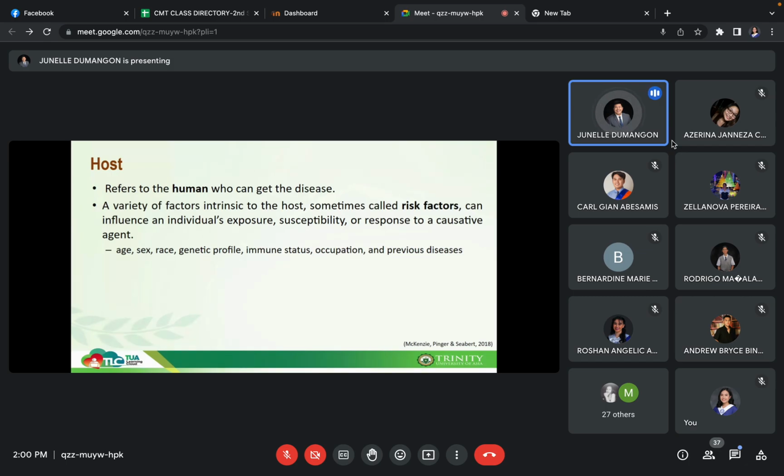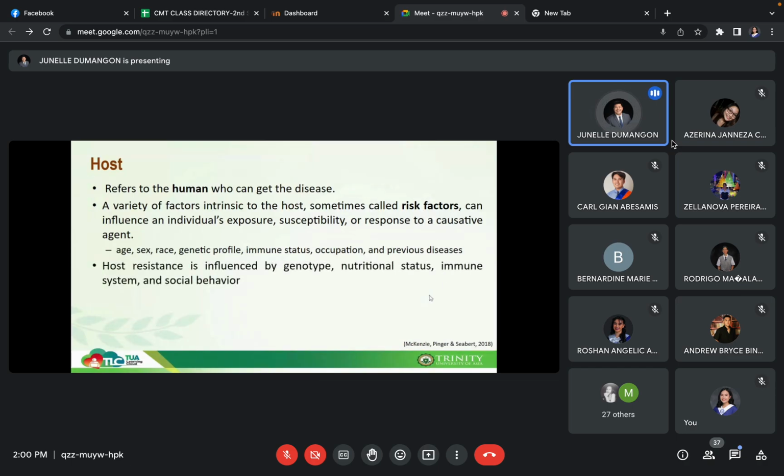Anong mga sakit yung more common na ma-achieve, makuha ng doctors? Of course, infectious diseases like COVID-19, diba? Because we are always in the hospitals. Or let's say, electrocution. Do you think doctors can get electrocuted? No, we expect that from linemen, from electrical workers, electrical engineers, diba? So, yun yung ibig sabihin natin by risk factors.